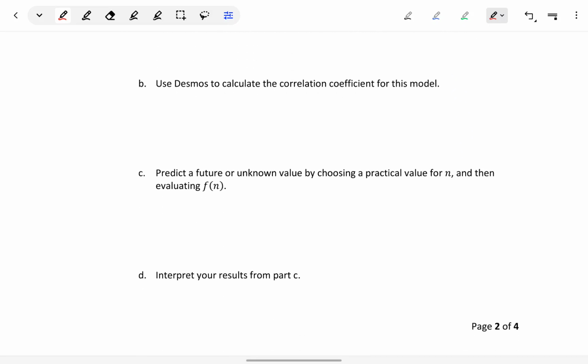We want to predict a future or unknown value by choosing a practical value for n and then evaluating f of n. This means we can choose any value that we want that makes sense. In this case, choosing a negative number wouldn't make sense because we can't rush a negative number of yards. But we could choose a value like n equals 975. That value is not in our table above, but it is within those values. So this would be a case where we're looking at interpolation.